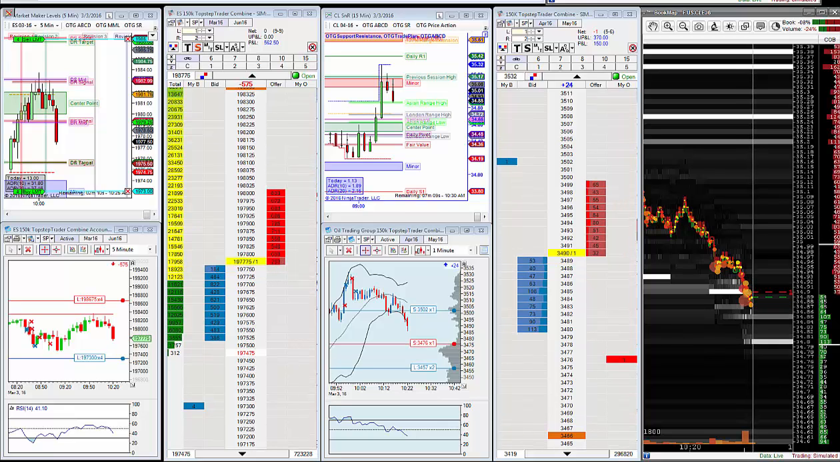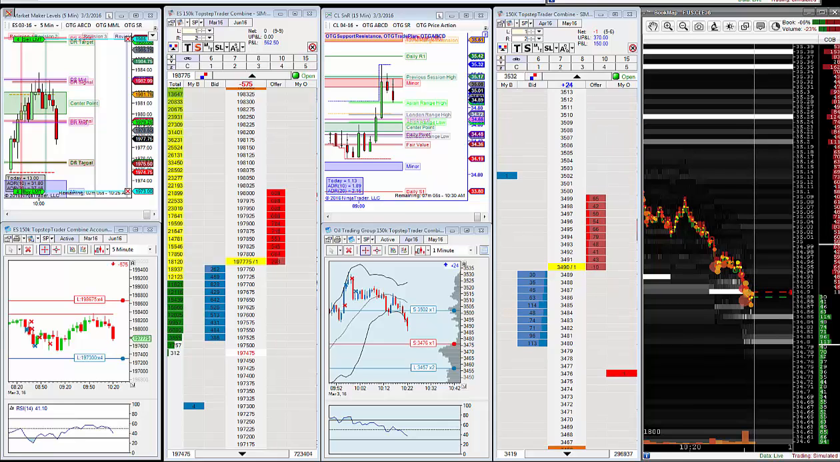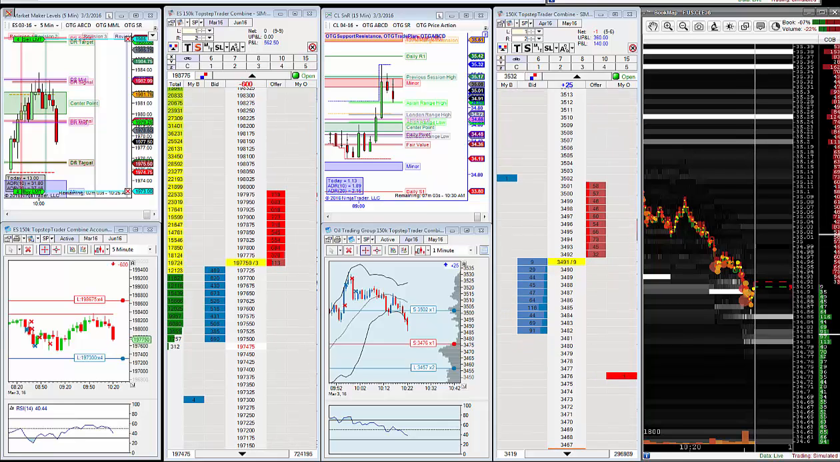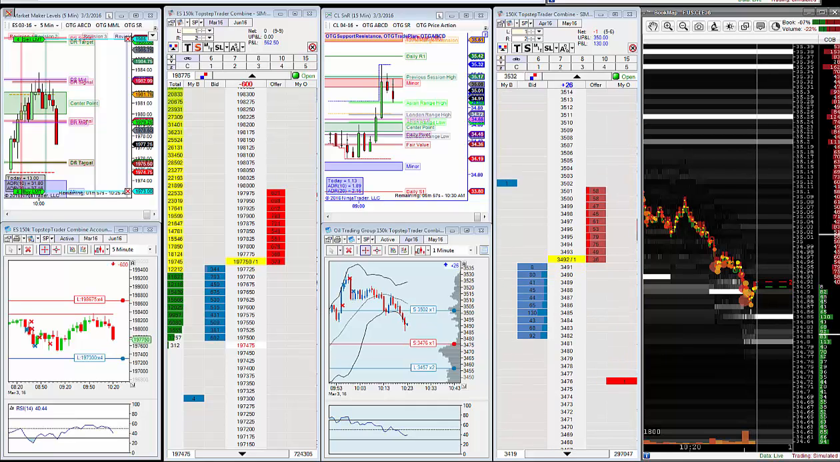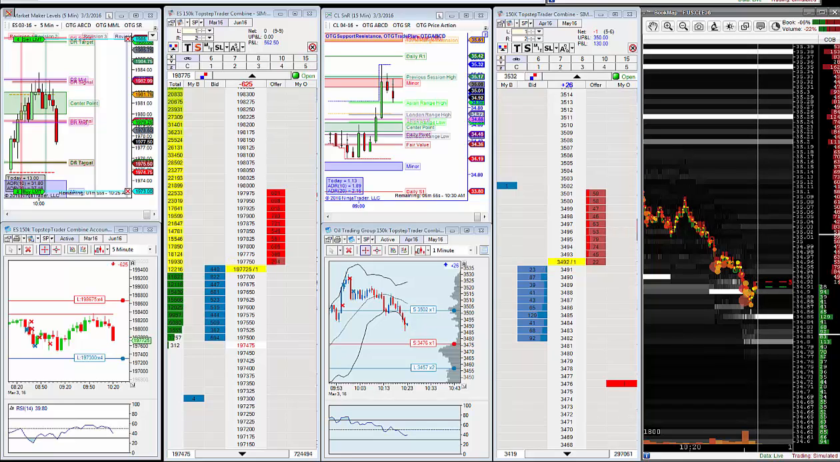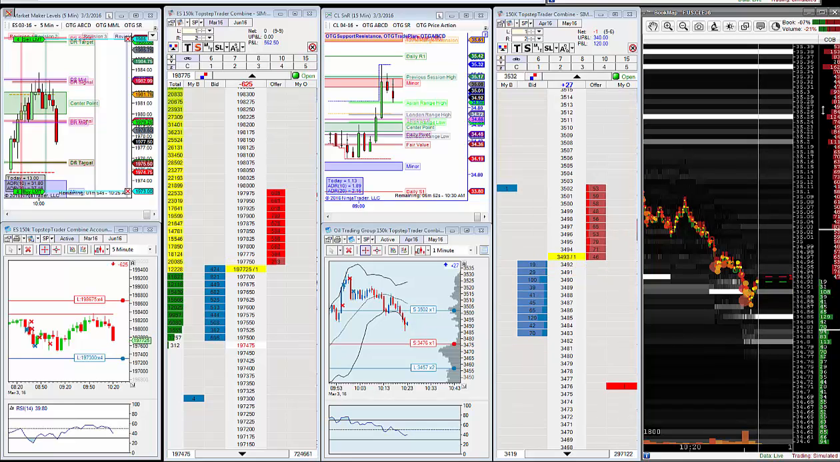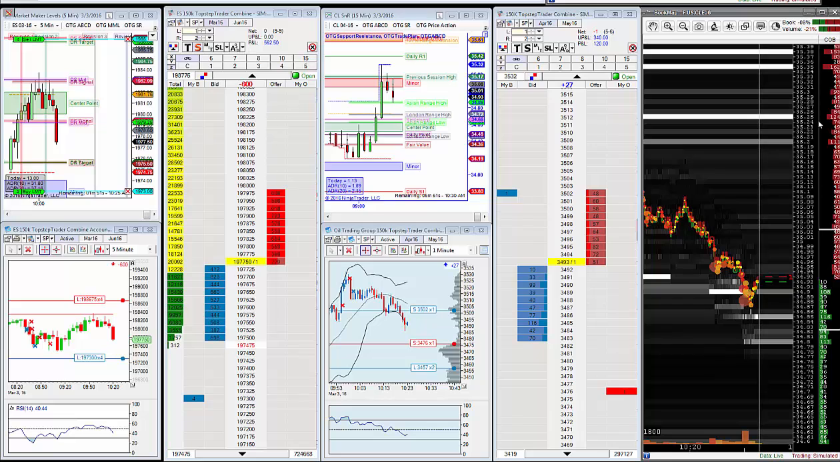So this is very reminiscent of yesterday. Remember how I got snagged out, right? I got taken out, just barely taken out on that little push back up, and then it ended up going to my target, although I wasn't along for the ride, which that's awesome when that happens. 1973 long on the ES.